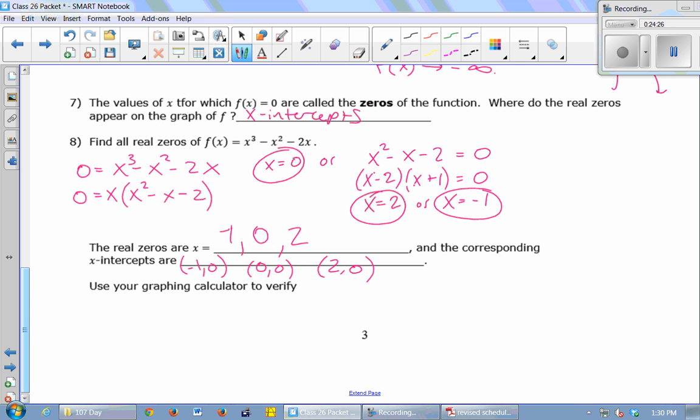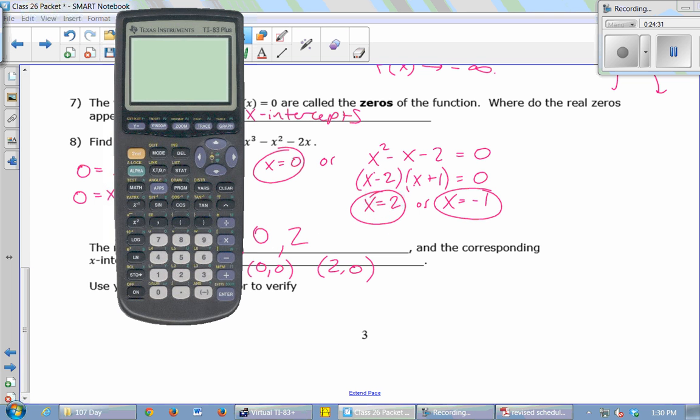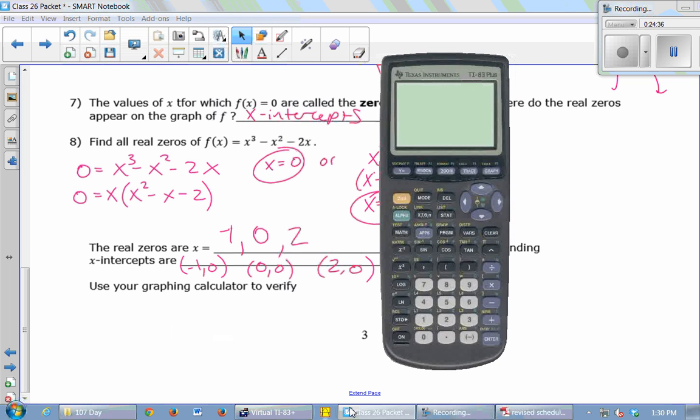Okay, let's use our graphing calculator to verify that I have these 3 x-intercepts. So I'm going to put in this original function right here: x cubed minus x squared minus 2x. I'll just use a standard window, Zoom 6. Does it look like that graph has x-intercepts of -1, 0, and 2? It does. Yeah, so we got it.